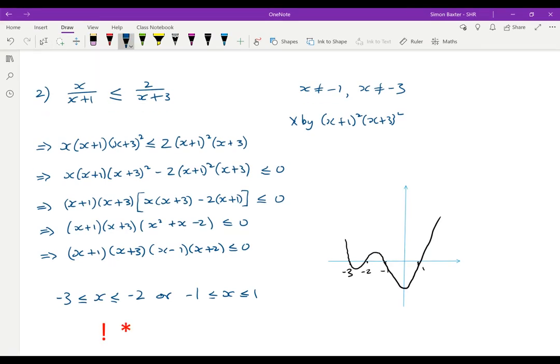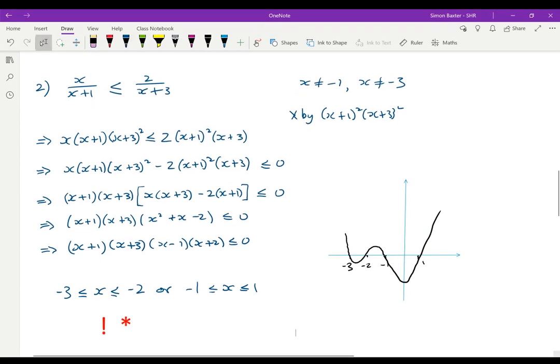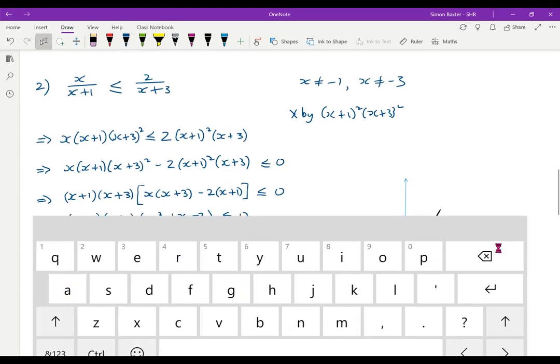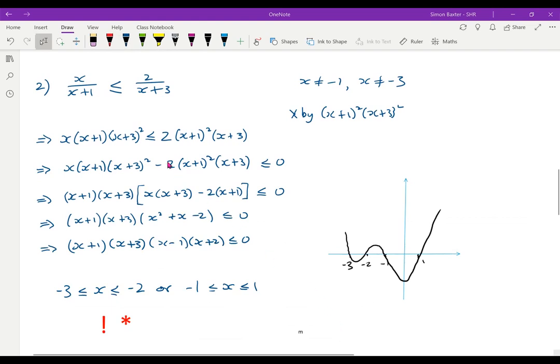Oh dear, not again. What's happened this time? Can't see any mistakes, can you? Everything looks all right down there. It's power 4, it's the right way up, it's below the axis. Oh.